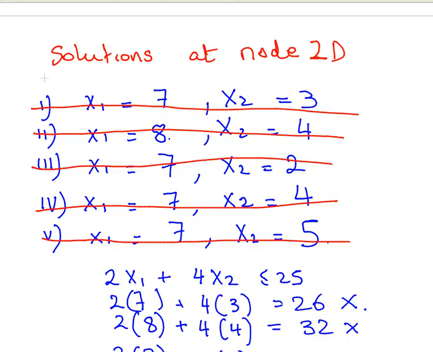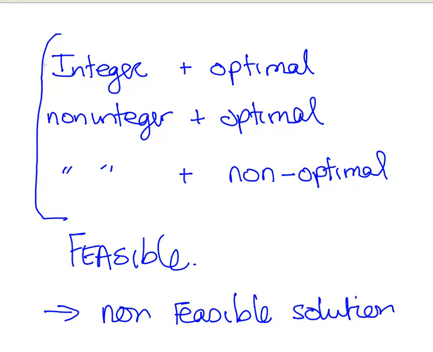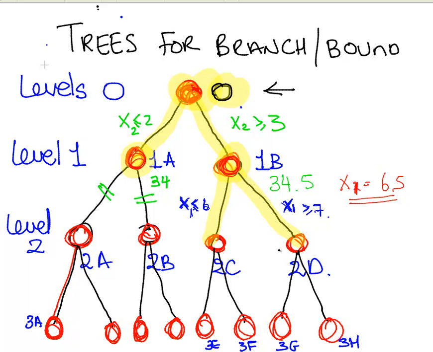So let's go to our tree. We're going to cut this one off altogether. Not feasible. So that one's not feasible. We got an answer there at 2C. So in the next presentation we're just going to branch through that.